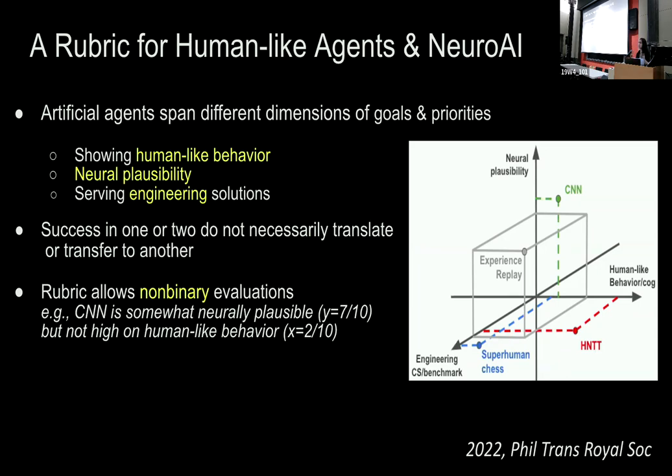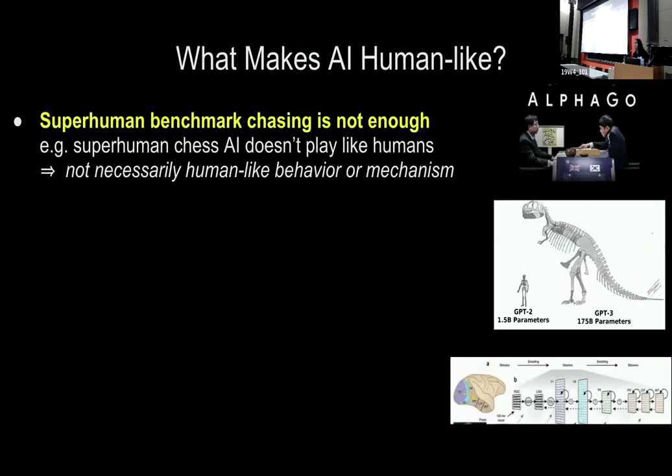There needs to be a smart strategic approach to it. And let me give you some examples. What makes AI human-like? It is interesting because some folks thought, oh, superhuman benchmarks are enough, but actually they're not. For instance, superhuman chess AI doesn't play like humans, and it does not show sequences that are generated by humans.